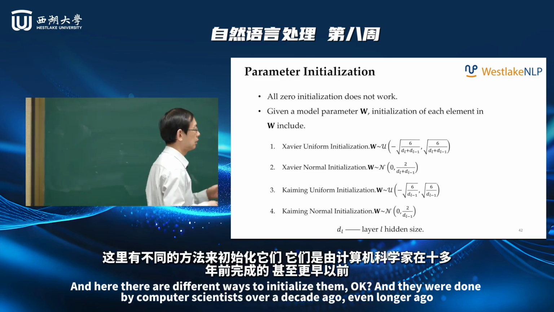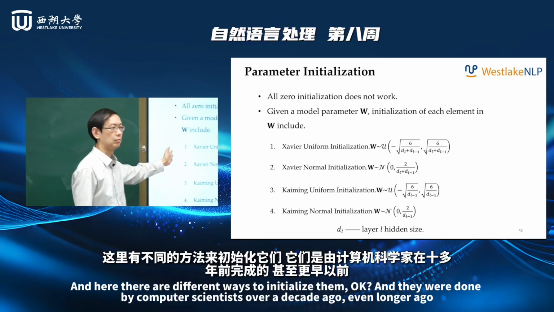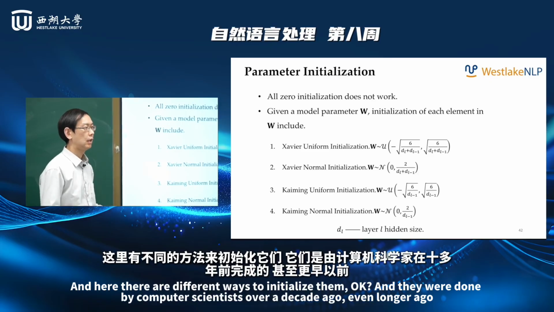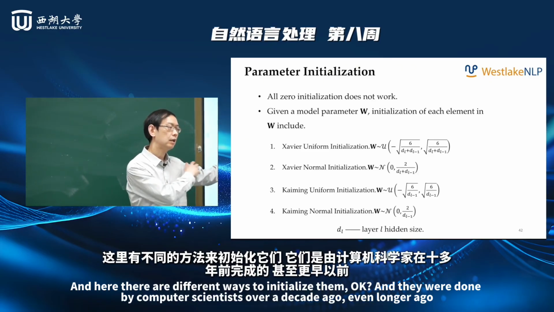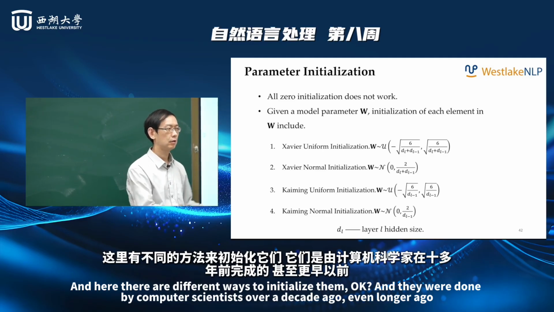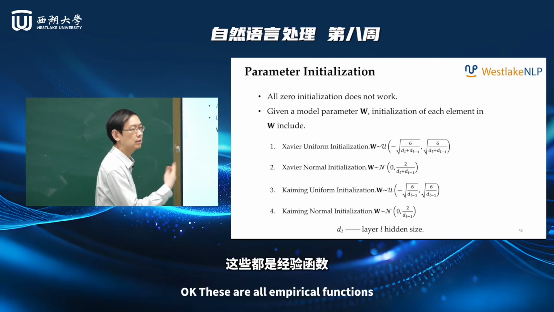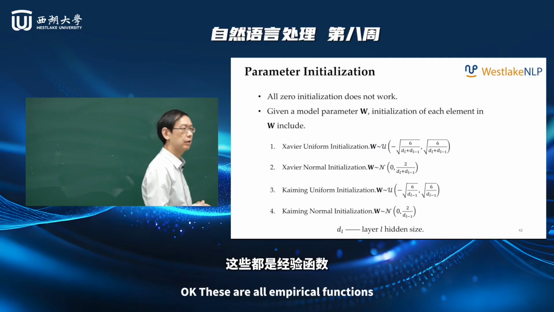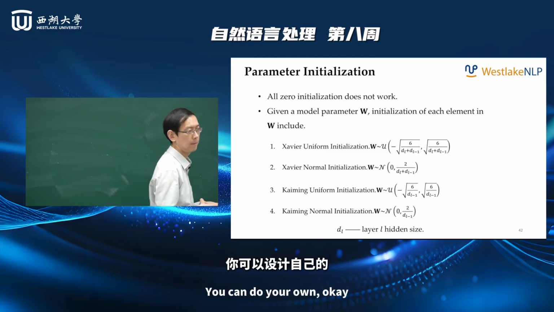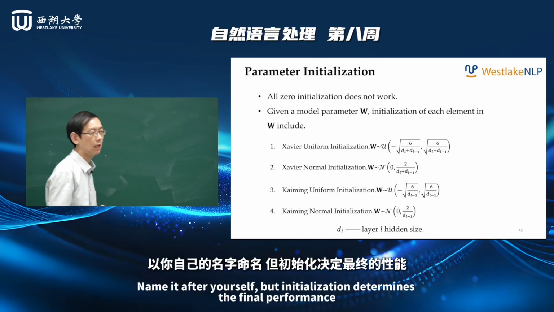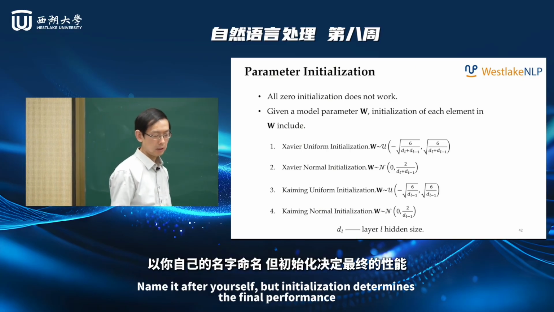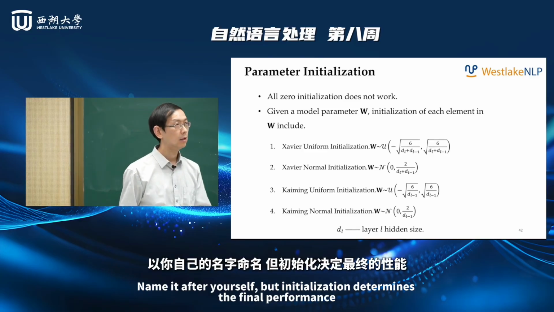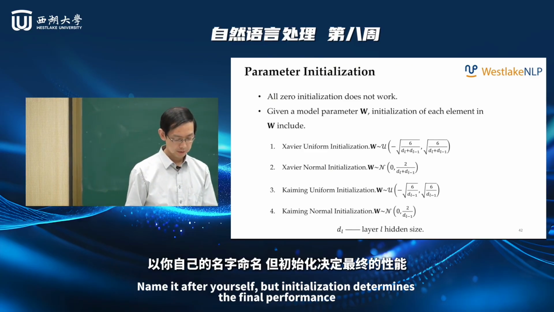As a result, you need to initialize your parameters randomly. There are different ways to initialize them, and they were developed by computer scientists over a decade ago, even longer ago. These are all empirical functions. You can do your own and name it after yourself. But initialization determines the final performance.